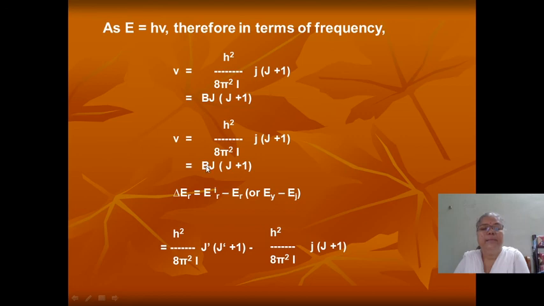This B is a rotational constant. Therefore, this is the simple equation. That means the rotational energy in terms of frequency we can write BJ(J+1), and the delta E_R is equal to the transition from higher energy level to lower energy level.